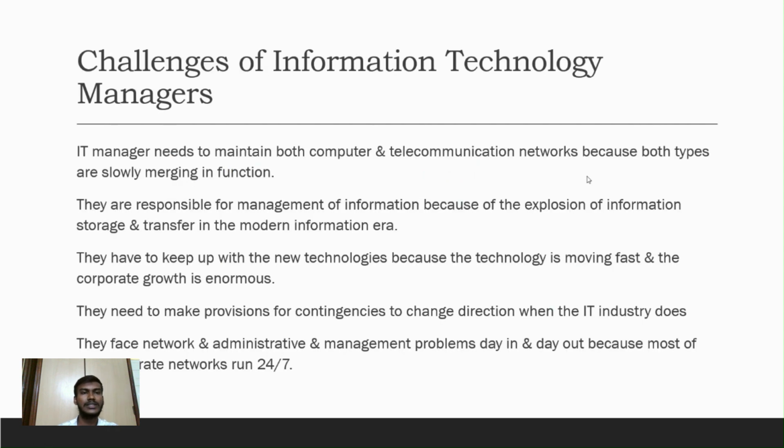Now, let us see the challenges of information technology managers. IT managers need to maintain both computer and telecommunication networks because both types are slowly merging in function. They are responsible for management of information because of the explosion of information storage and transfer in the modern information era. They have to keep up with the new technologies because the technology is moving fast and the corporate growth is enormous. They need to make provisions to continuously change direction when the IT industry does. They face network, administrative and management problems day in and day out because most of the corporate networks run 24/7.